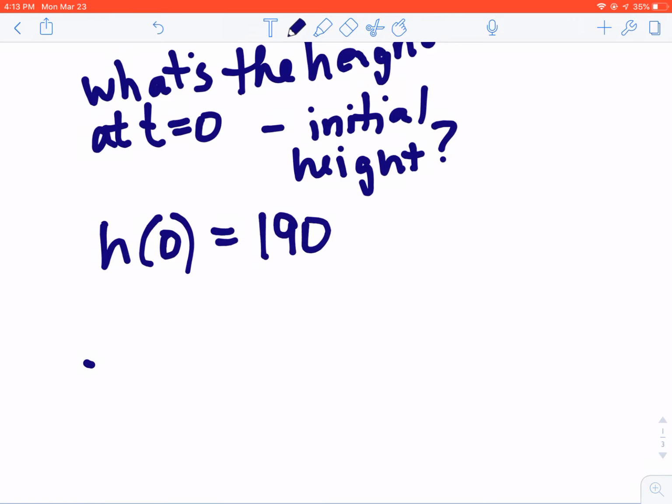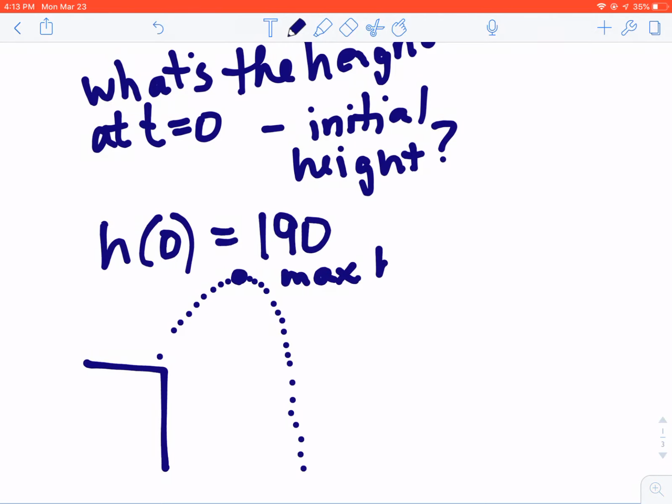Okay, so as you can imagine, if I have a cliff and I shoot something up in the air, it's going to follow a path like this, and then it's going to fall back down again. And if you took any physics in high school, at this maximum, how fast is it going? At that point, the speed is 0. It's no longer traveling up. It stops, and it has to turn back down and come back down again. So this is my maximum height. The question is, what's the t value for my maximum height?